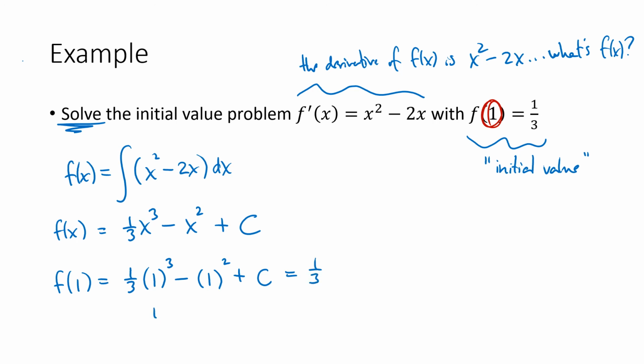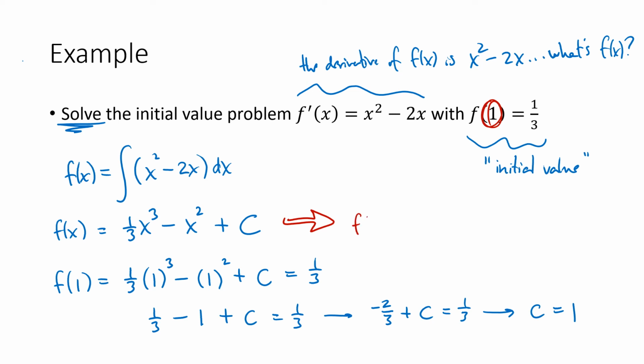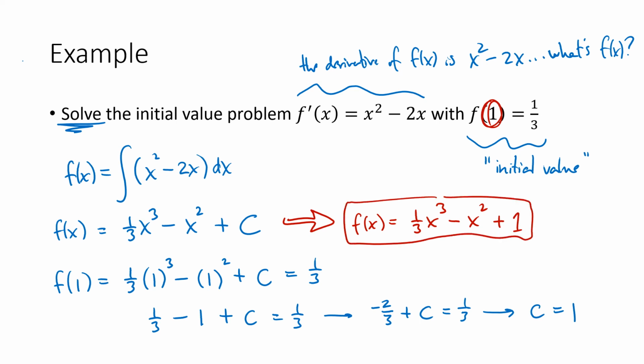So let's figure this out. We get 1/3 minus 1 plus c equals 1/3. That's going to be negative 2/3 plus c equals 1/3. Add 2/3 to both sides, and we get c equals 1. So the final answer here now is to take our function that we figured out, f of x, and put in what we've learned, which is that the c is equal to 1. So our final answer is 1/3 x cubed minus x squared plus, not c anymore, now I know it's 1. So that's going to be my answer to this initial value problem.